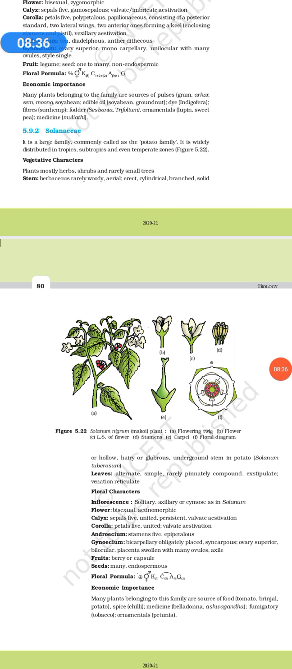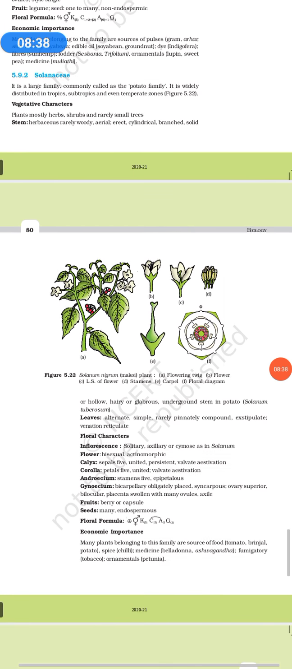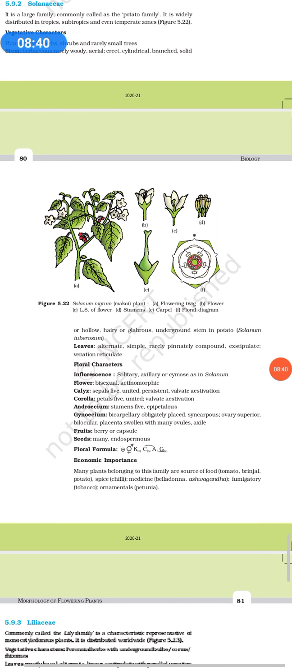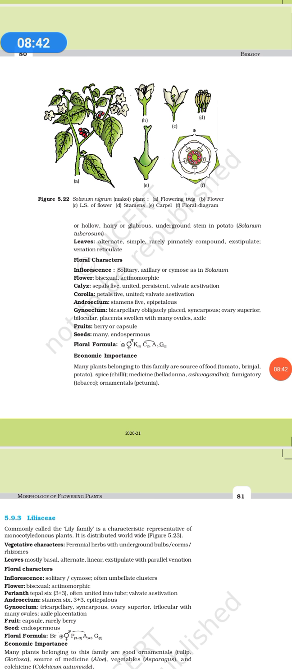Next, coming to the Solanaceae. In Solanaceae also you will see they are herbaceous, with leaves. So anyway, I will be giving you the floral diagram with this. I will be following this diagram as I show you. So here the inflorescence is solitary, axillary or cymose. Okay, that is a terminal flower. Fine. Now they are bisexual and actinomorphic.